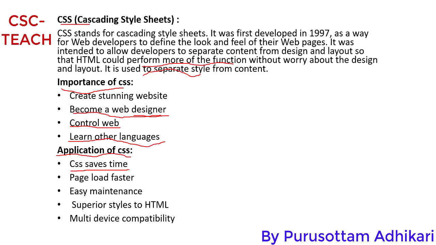Pages load faster. If we are using CSS, you do not need to write HTML tag attributes every time. Just write one CSS rule for a tag and apply it to all occurrences of that tag. So less code means faster download time. Easy maintenance: to make a global change, simply change the style and all elements in all web pages will update automatically. So CSS is easily maintainable.